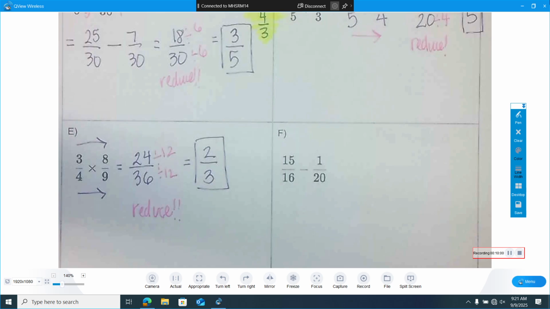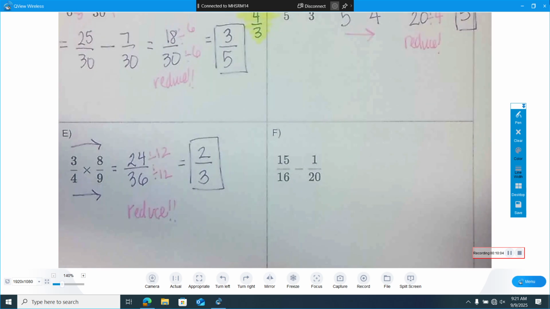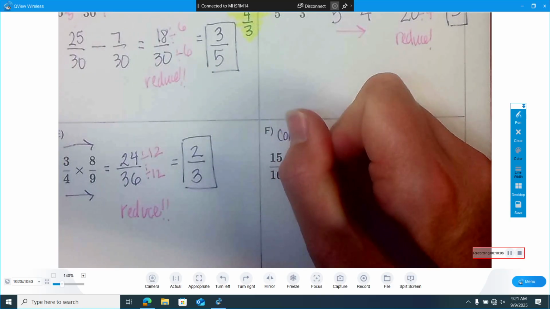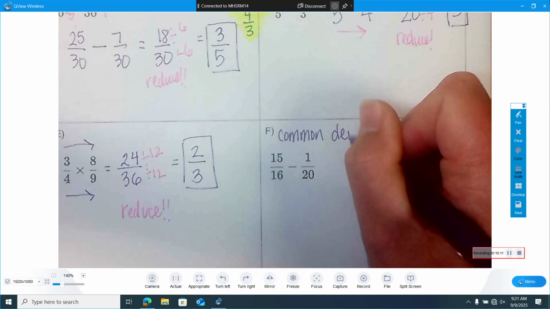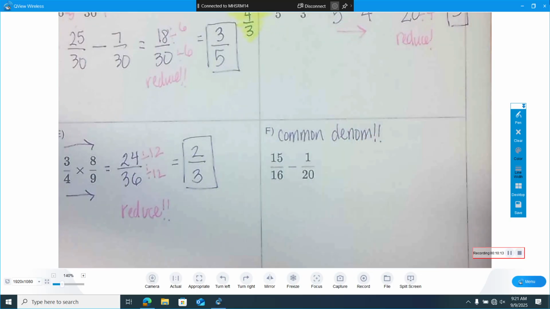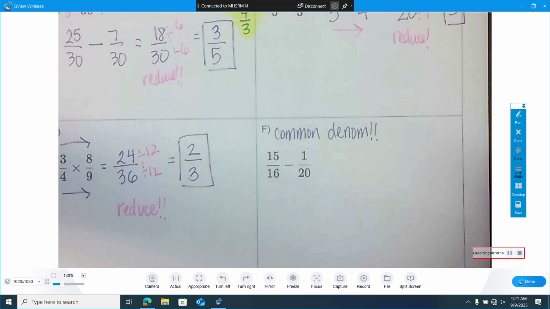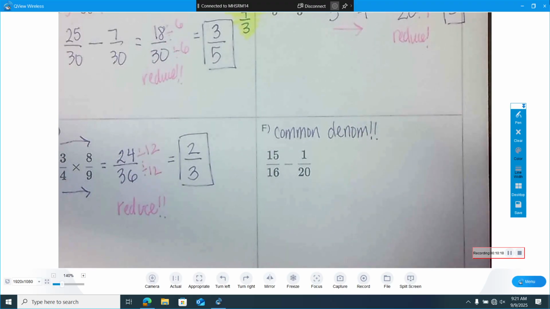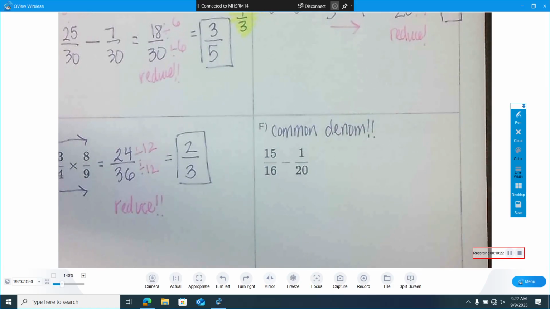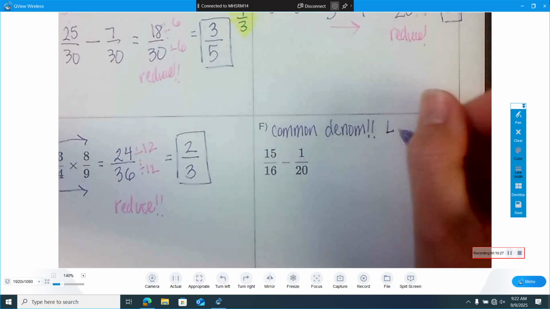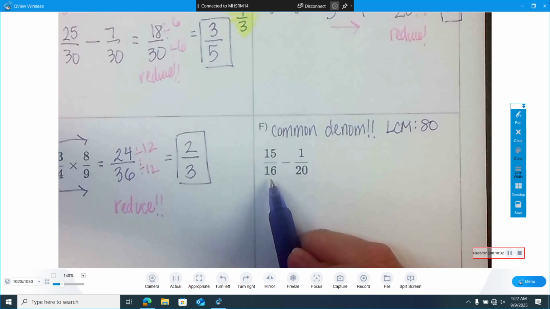Wow. Okay, last one, letter F. What do we need to subtract fractions? Common denominator. All right, common denominator. Boy, this is a tricky one. Addie, what you got? 80, very good. The lowest common denominator or least common multiple is 80. That's a tricky one.